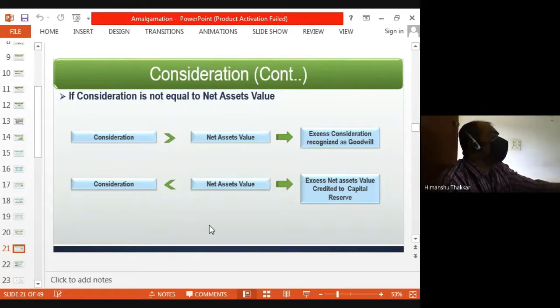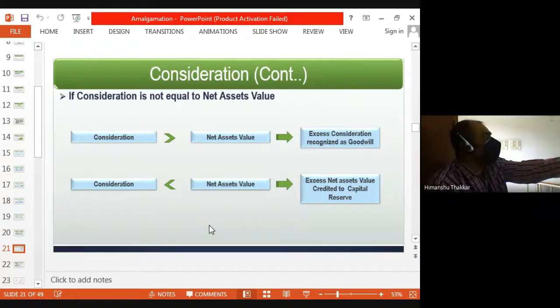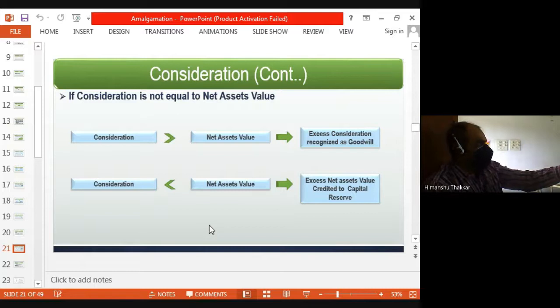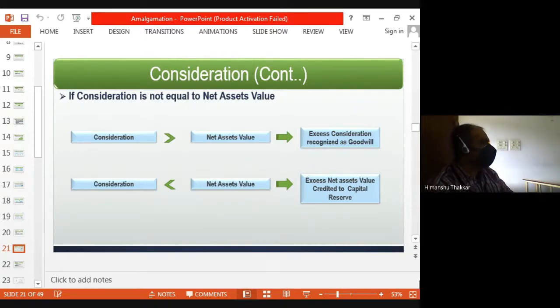But why have you agreed to pay them more? Because there is goodwill of that business. If you pay more, you get fewer assets, it means there is goodwill of that business. For that reason, you are paying more. If you are paying less, consideration is less, and the assets that you are getting are more, it's a profit situation for you. It's a capital profit for you, and that profit will be transferred to capital reserve.